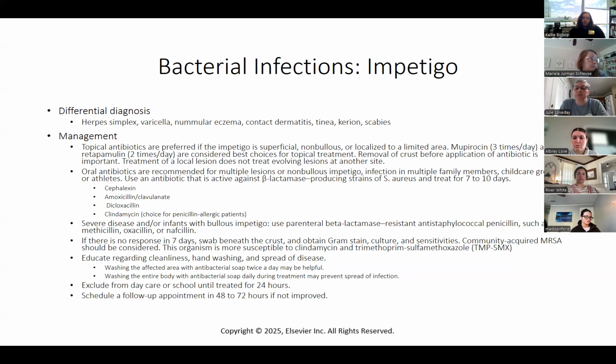If there's no response in 7 days, then you want to culture it. Educate about cleanliness, washing and cleaning the affected area with antibacterial soap twice a day, and making sure they clean out the bathtub and things after they bathe so that it doesn't spread to everybody else. They do need to stay home until they have been treated for 24 hours. And if they're not getting better within 2 to 3 days, then they should come back and be seen again.